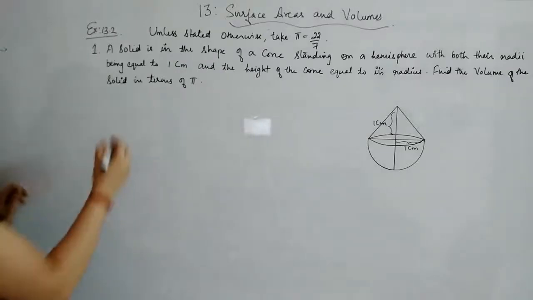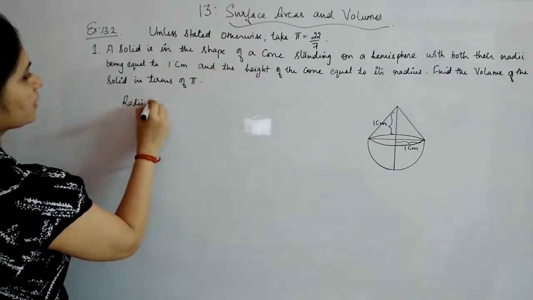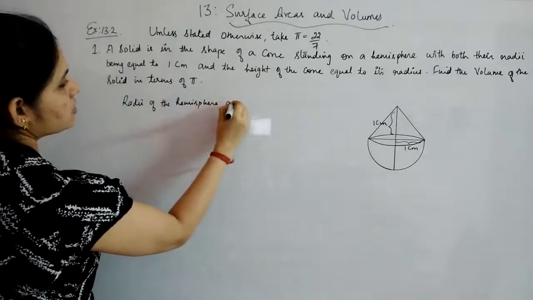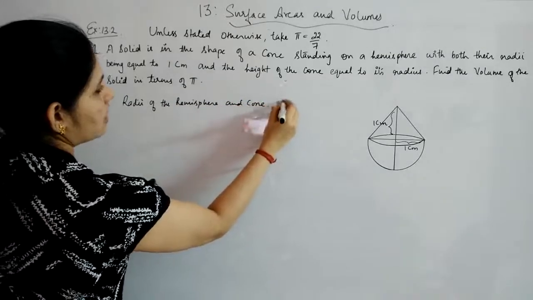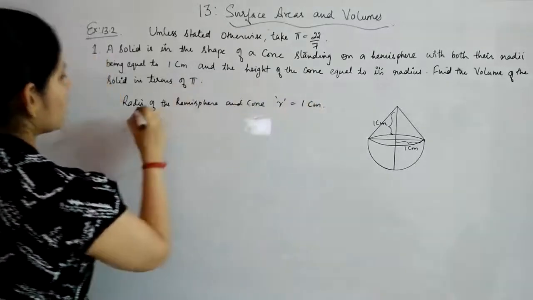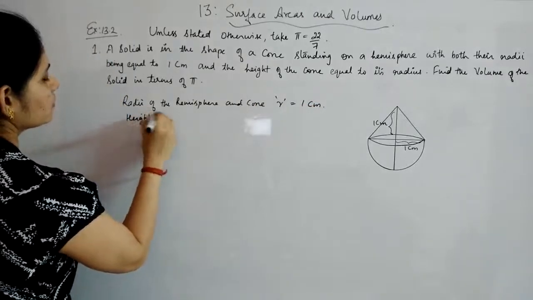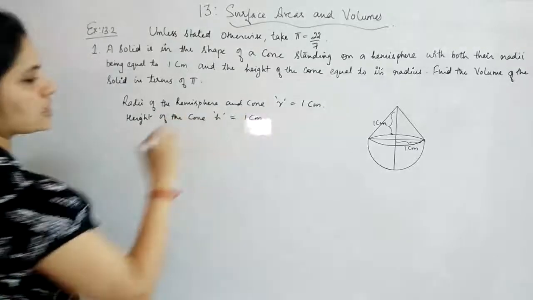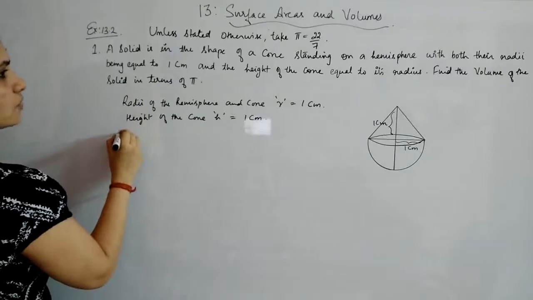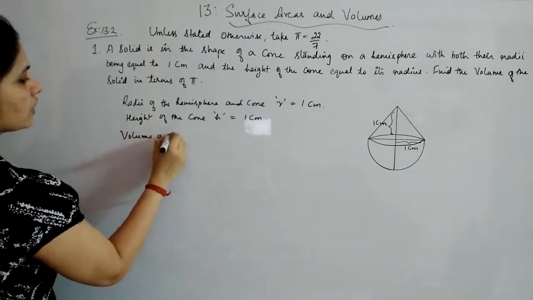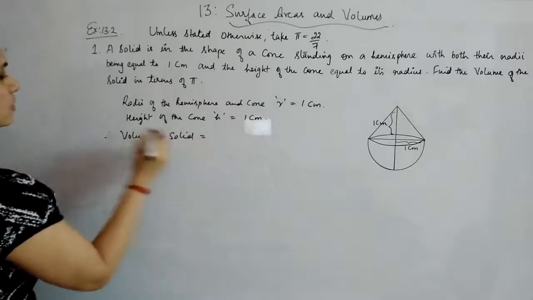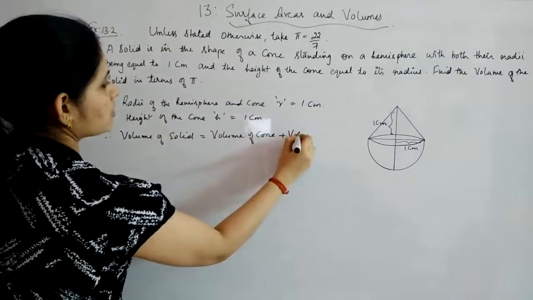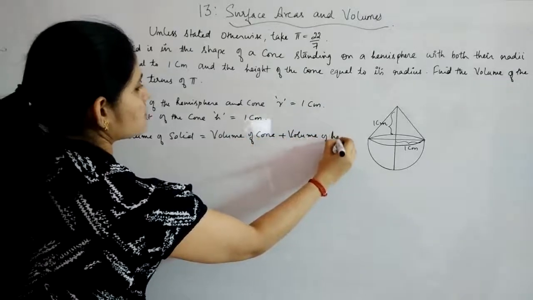Okay, so let's start with the radii of the hemisphere and cone, which is R, equal to 1 centimeter, and the height of the cone, which is denoted by H, is also equal to 1 centimeter. Now what you need is the volume of the solid. So the volume of the solid is equal to the volume of the cone plus the volume of the hemisphere.